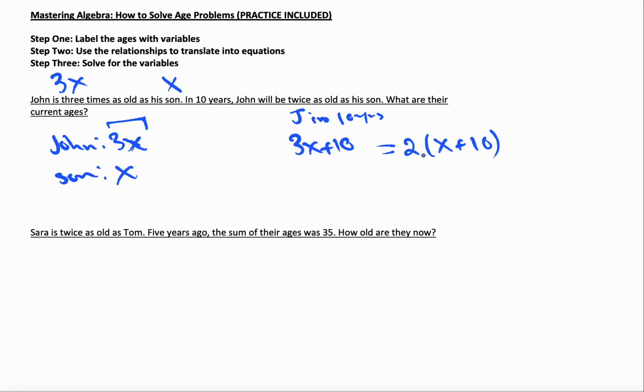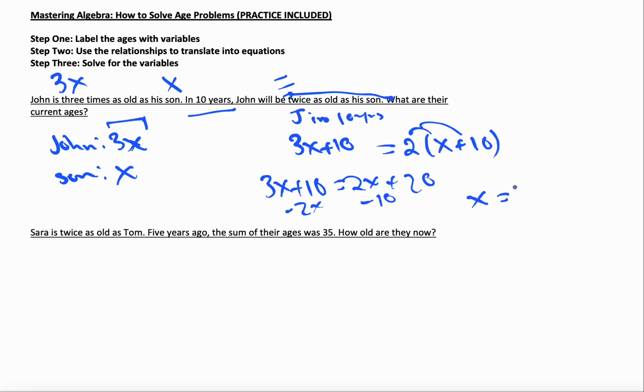And now we have something that's helpful because this looks like something we can finally solve. So we needed this first equation to set up the backbone, and then we use the second condition: when we add 10 in 10 years, John will be twice as old as his son. We get something that gives us an equal sign that lets us solve this equation. So we do exactly that. We'll get 3x plus 10 equals, let's distribute, 2x plus 20. Let's solve for x. I'll subtract 10, subtract 2x, and we get that x equals 10.